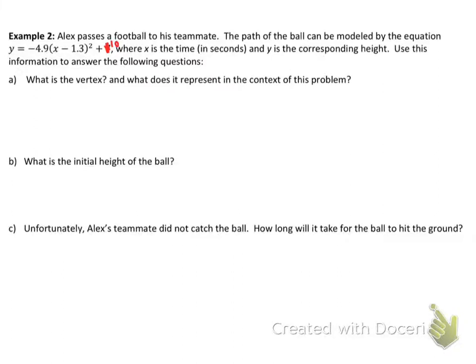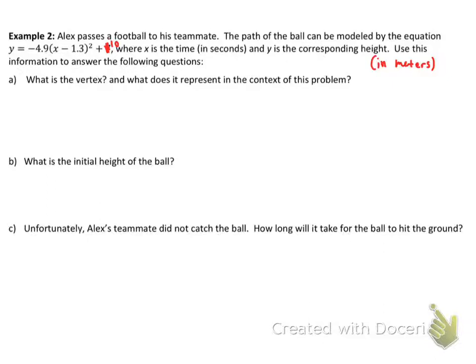Alrighty, so here's the word problem for vertex form. Alex passes a football to his teammate. The path of the ball can be modeled by the equation given. I am going to change that last number of 7 to 10. X represents the time in seconds, and Y is the corresponding height, and the units there are going to be in meters. So use this info to answer the questions.